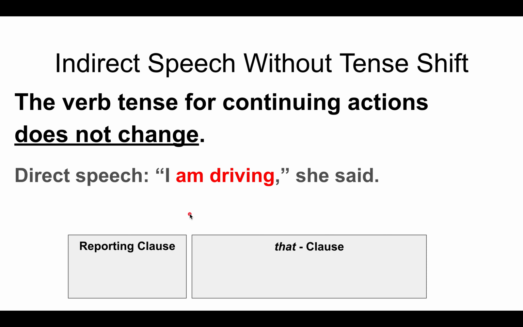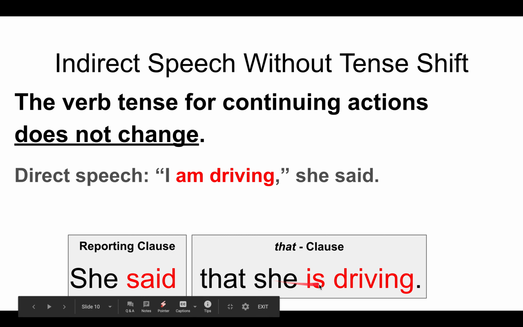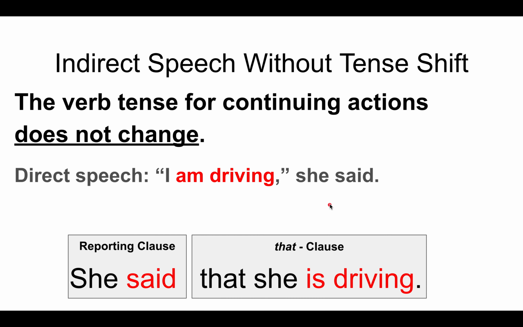So moving forward, the verb tense for continuing actions does not change because they are occurring in the present, and even though it's being reported in the past, they are still occurring in the present. For example, my direct speech example: I am driving, she said. The reporting clause: she said that she is driving. Is driving is currently occurring right now, but she had told me in the past. But she is still driving in the present. So there is no backshifting in this situation. Even though the statement was in the past, the action that is being reported is occurring in the present. That concludes this section. Once again, there is no change.